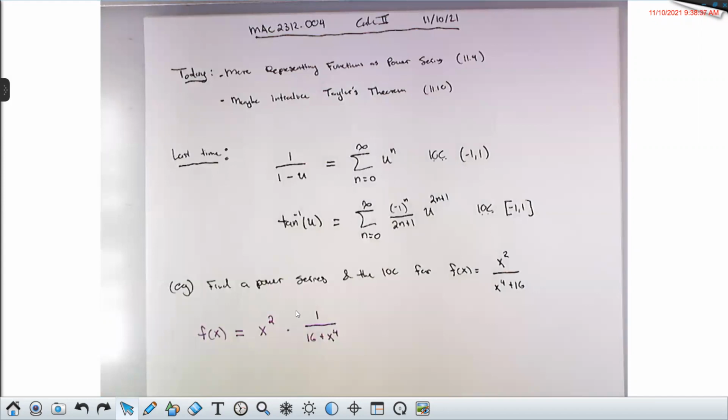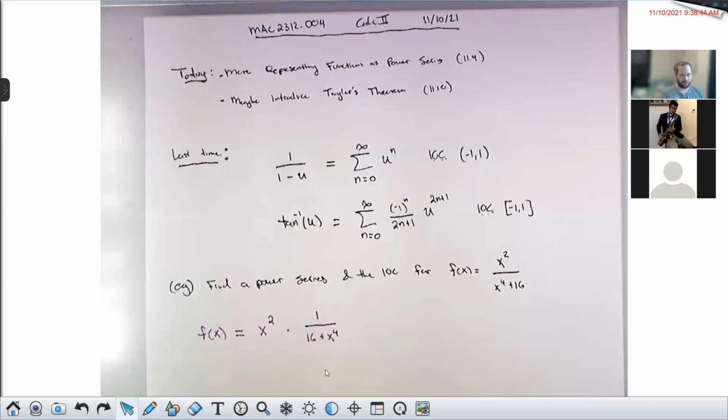Can anybody suggest a good next step to help push this towards looking like this? I really want interactivity here today because this is a skill we must learn. Yeah, Frank suggests we factor something. What should I factor? I've got the 1 here. I want a 1 here. So what should I factor?